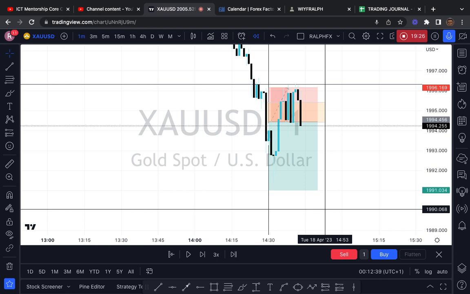Let's see how the last trade will go, and then I'll decide what I'll do from there.